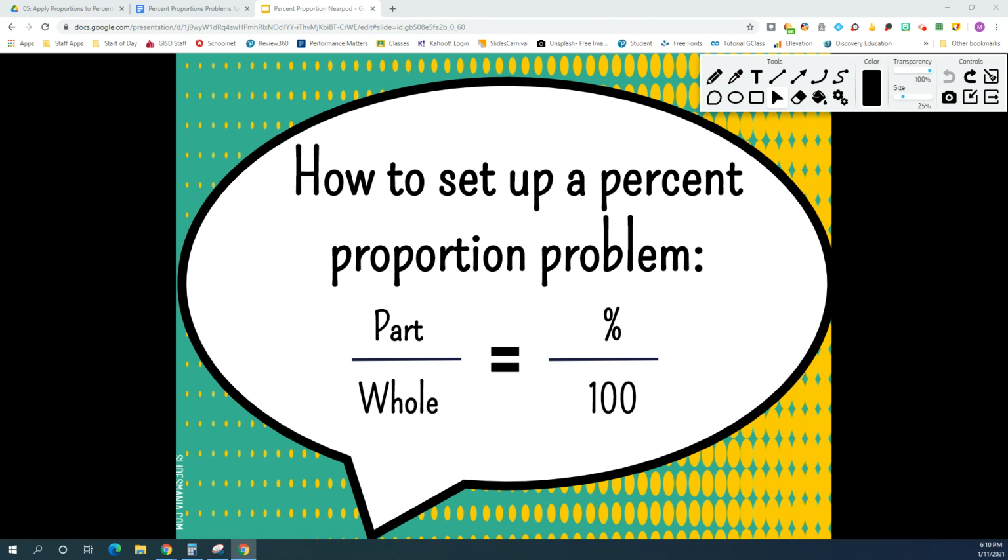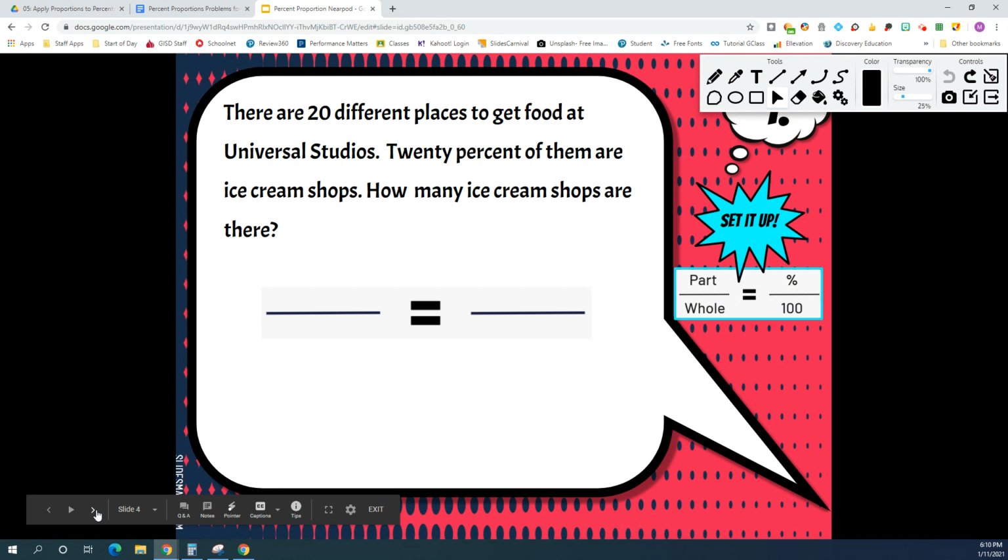Just remember that 100 is always underneath the percent. And generally, I tend to keep the percent over 100 on the right-hand side. All right, but this is how it's set up. We're going to go to the next slide, and we're going to do a practice problem.